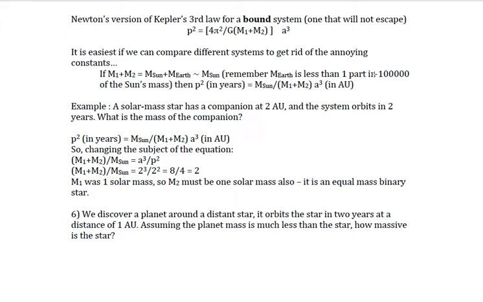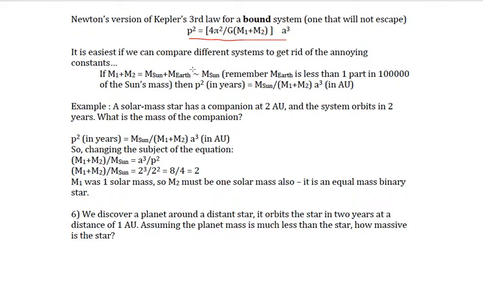What I'd like to do is walk through the answers for the gravity worksheet on Newton's version of Kepler's third law. The basic equation, as we saw, was up here: P squared equals these annoying constants, 4 pi squared divided by the gravitational constant, where the sum of the masses of the system is down on the bottom, times the semi-major axis cubed.